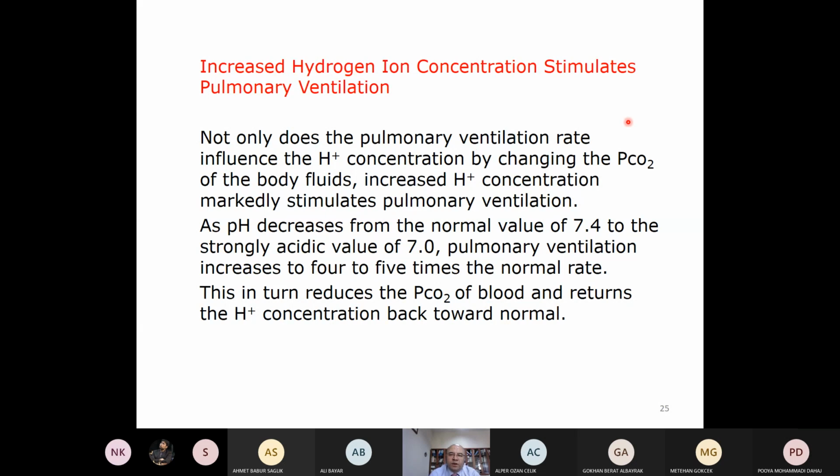Increased hydrogen ion concentration stimulates pulmonary ventilation. Not only does the pulmonary ventilation rate influence the hydrogen concentration by changing the carbon dioxide partial pressure in our body fluids, increased hydrogen concentration markedly stimulates our pulmonary ventilation. When pH decreases from the normal value of 7.4 to strongly acidic, let's say 7, pulmonary ventilation increases to 4 to 5 times normal. This in turn reduces the carbon dioxide of blood and returns hydrogen concentration back to normal values.